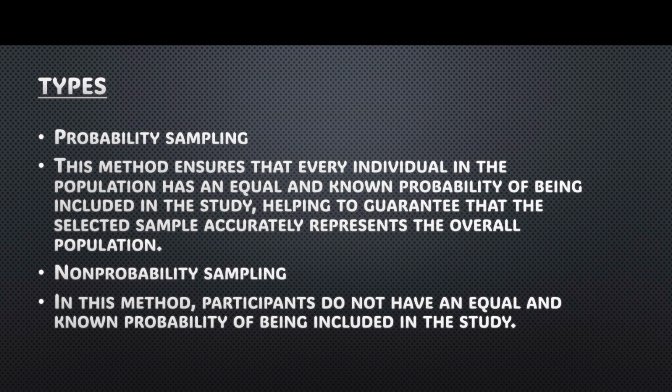There are two types of sampling techniques. One is probability sampling, the other is non-probability sampling. In probability sampling, every individual of the whole population has equal and known chance of getting selected into the study, which makes sure that they truly represent the whole population. Whereas in non-probability sampling, every individual does not have equal and known chance of getting selected into the study.